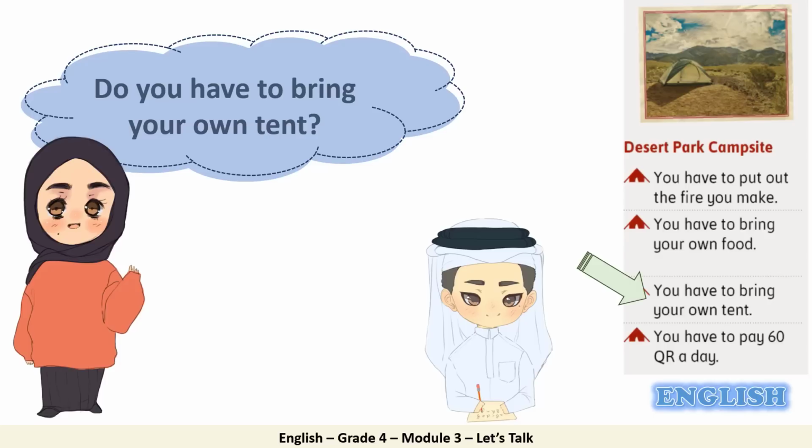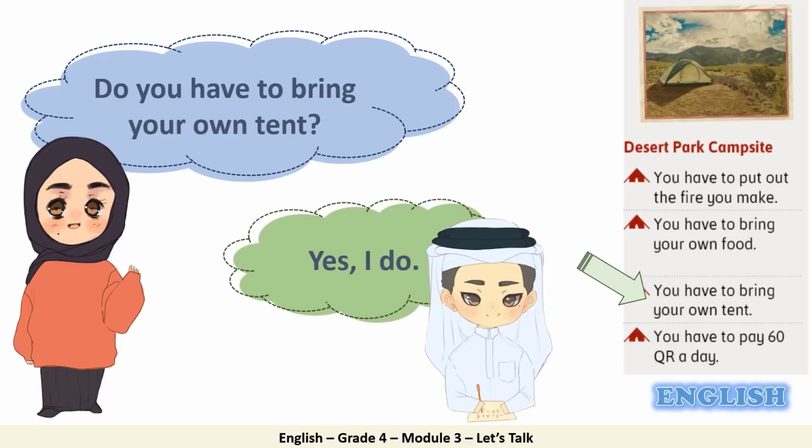Again, look at the arrow. Read the sentence with me. It says, you have to bring your own tent. So what do you think Ahmed's answer would be? He would say, yes, I do.